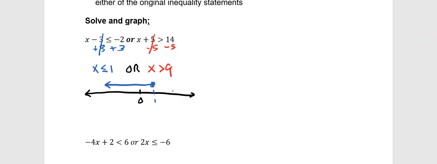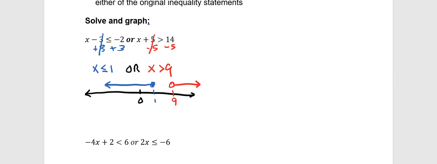We then move on to the other half of our solution. x is greater than 9, so we'll mark 9. You notice again for this individual piece, the x is on the left side of the inequality. Given the inequality symbol, we'll mark an open dot there. And since our inequality symbol is pointing to the right, the ray for that will point to the right.